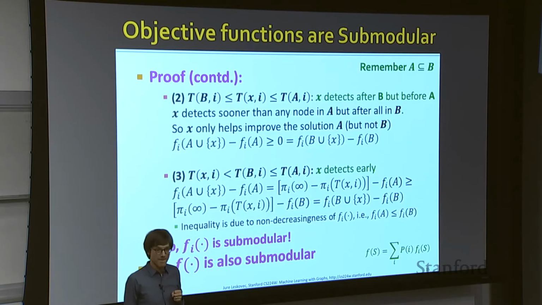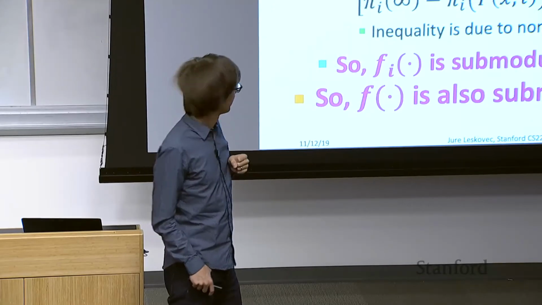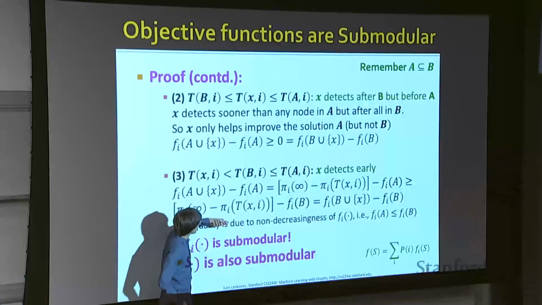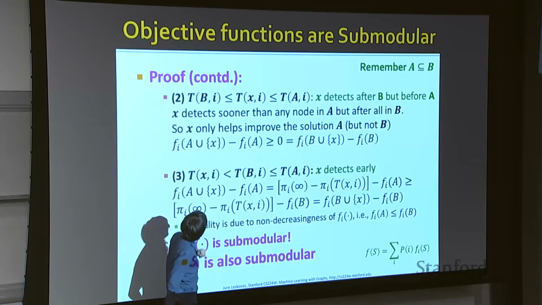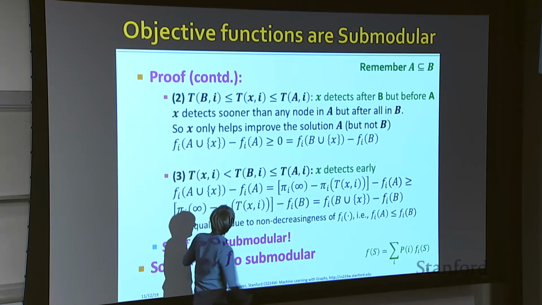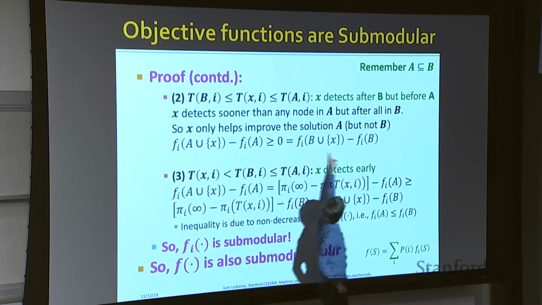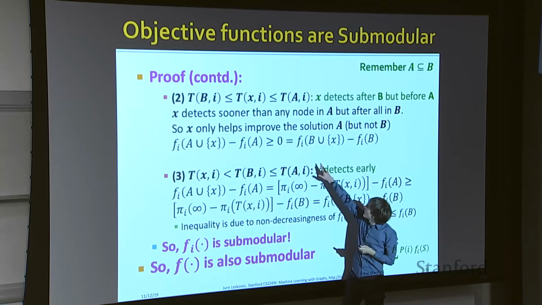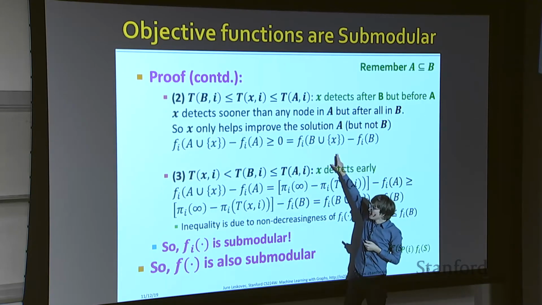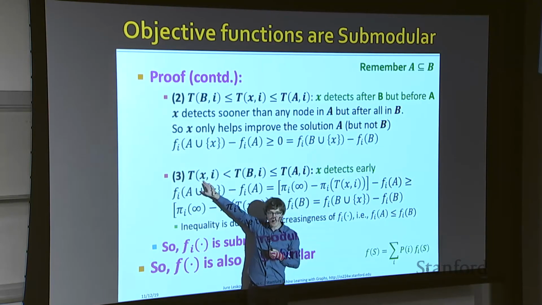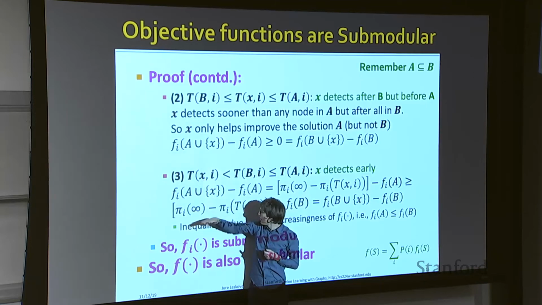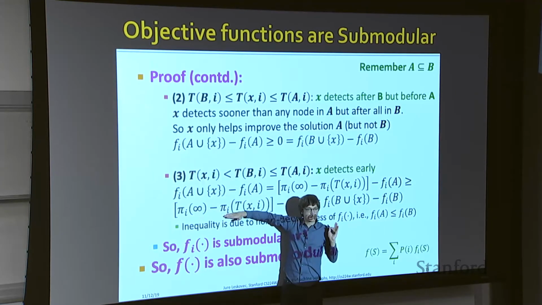Yes? Could you explain again why we repeat that term on the third line? Oh, why is this repeated? Aha. So what am I trying to do? This term is an expansion of that term, right? So if f of B union A. But because X is the first to detect, f of B union A is just this guy detected and the time stops.